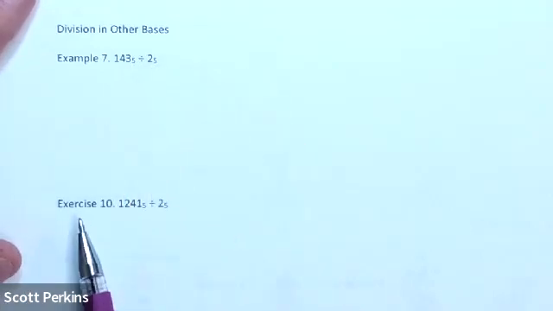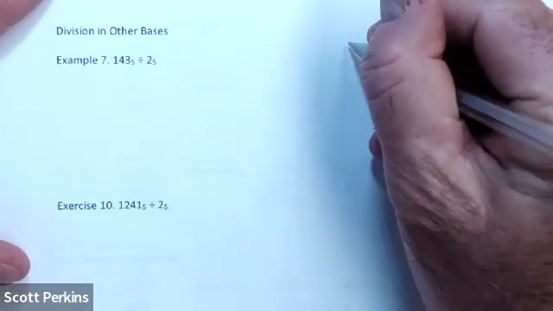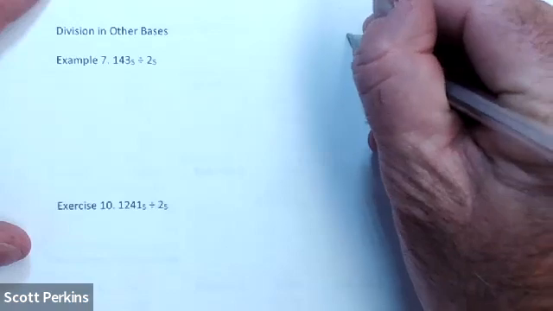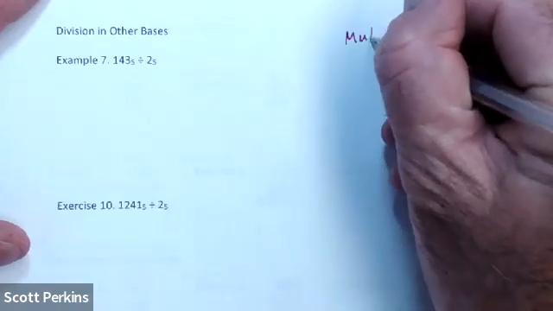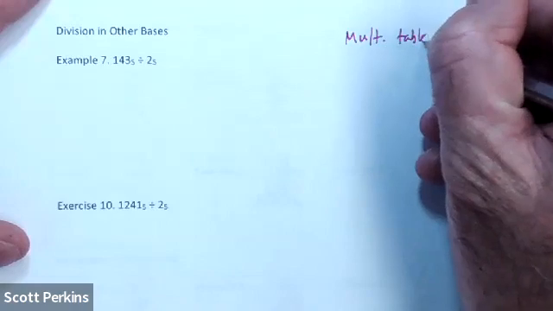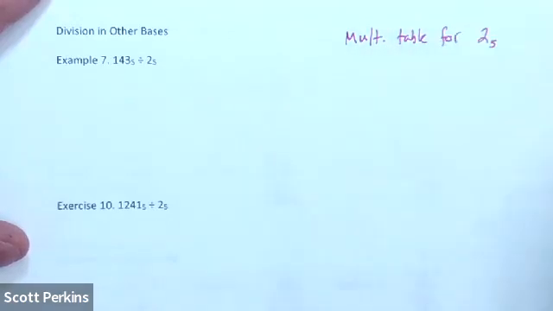So we're going to divide in other bases. So here's my example 7. We are going to take 143 base 5 and we're going to divide it by 2 base 5. Notice the exercise I have you do is going to be dividing by 2 base 5, because we're going to take advantage of using some of the busy work. Here is the quickest and cleanest way to do division, because remember, the reverse process of division is multiplication. So here's what I'm going to do. I am going to do my multiplication for 2 base 5. So this is my multiplication table for 2 base 5.